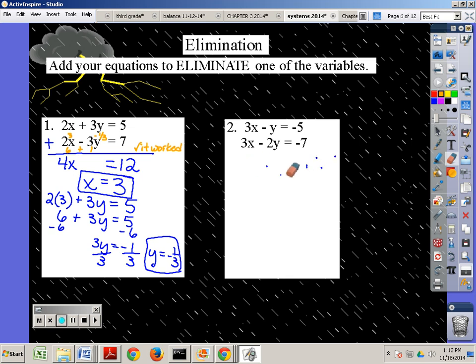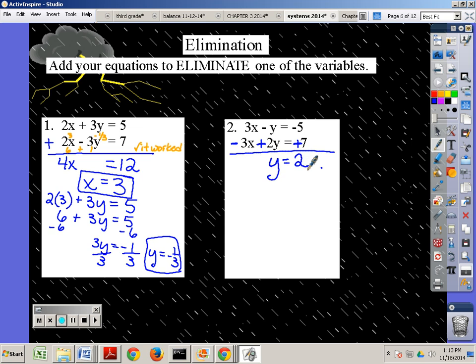If we changed one of our equations, so if I made this a negative 3x, a positive 2y, and a positive 7, so I changed the sign of every single term, and then add it together, my x's will now cancel out, leaving me with negative y plus 2y is y. Negative 5 plus 7 is 2. So you get an answer of y equals 2.